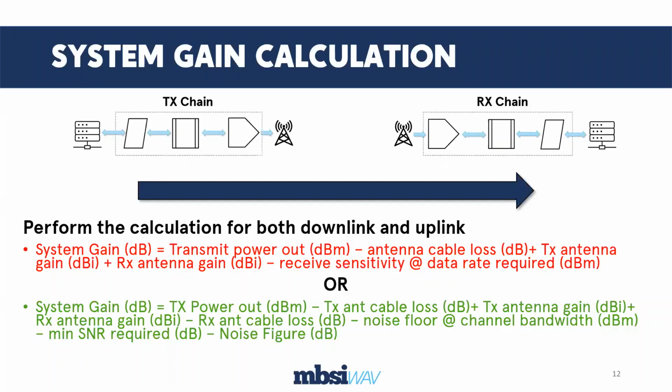Take that receive sensitivity and break it down into its components. So we have transmit power out, minus the antenna cable loss, plus the transmit antenna gain, plus the receive antenna gain, minus any receive antenna cable loss, in case our receiver has a significant amount of cable between the antenna and the receiver, minus the noise floor at the particular channel bandwidth, minus the minimum signal to noise ratio required to pass our data, minus the noise figure. This is the system gain calculation.